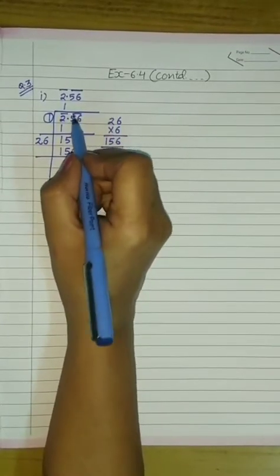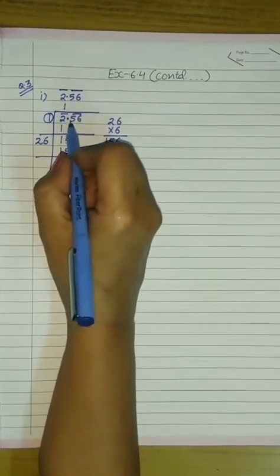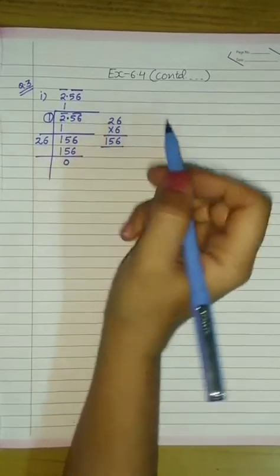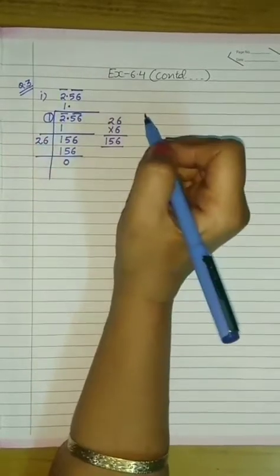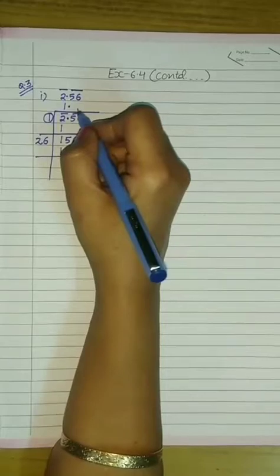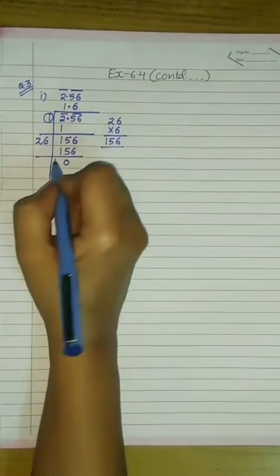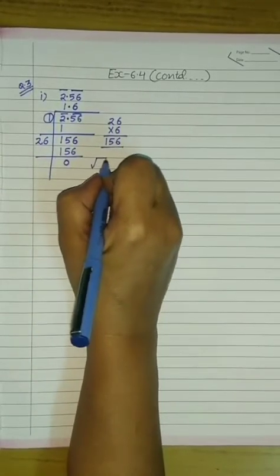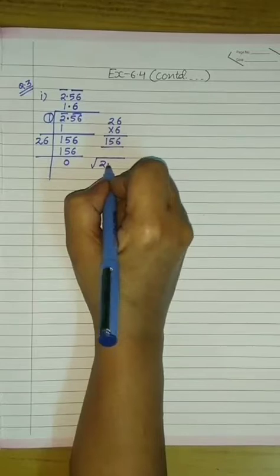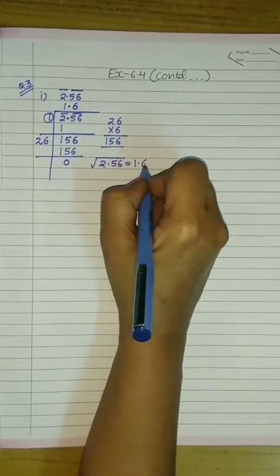the second bar has a decimal before it, so we have to write the decimal before writing the next digit in the quotient, that is 6. So we will write the quotient as 1.6. Now our square root of 2.56 is equal to 1.6.